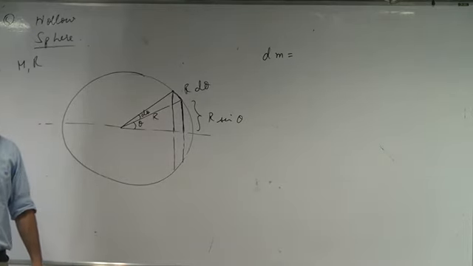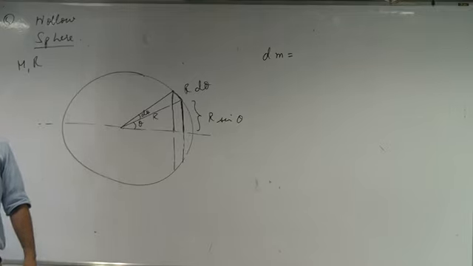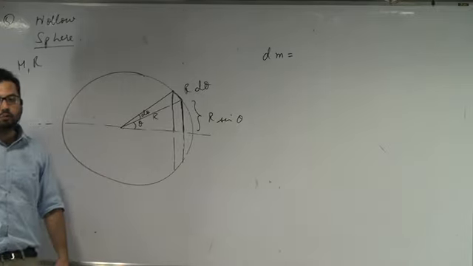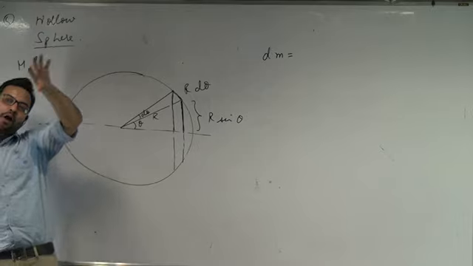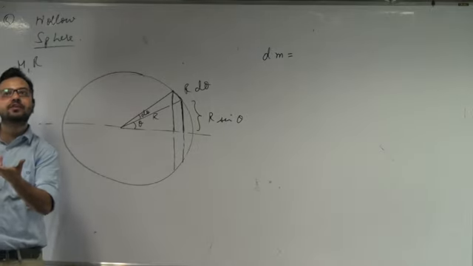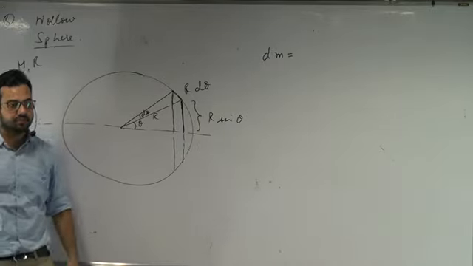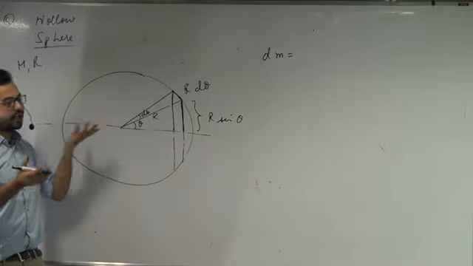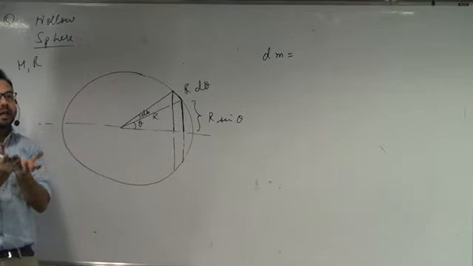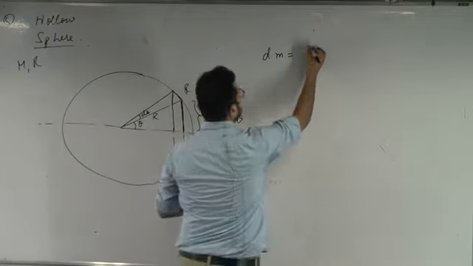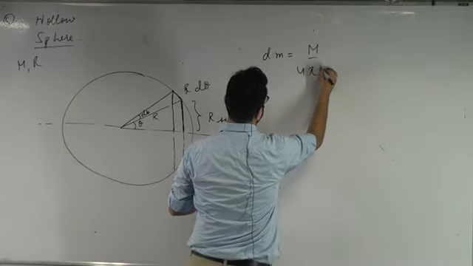Think and say. Mass by volume? Where, how is the mass distributed? Is it distributed in a volume or a surface? It is only distributed on the surface, the inside is empty. m by 4 pi r square. Very good. That will be m by 4 pi r square.